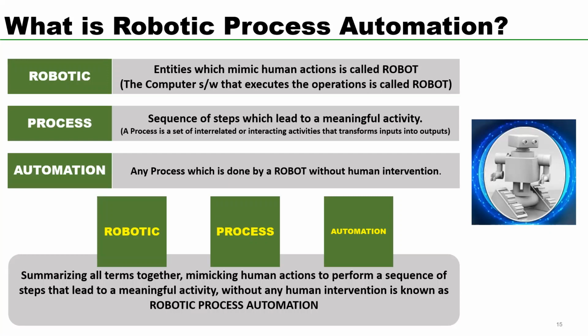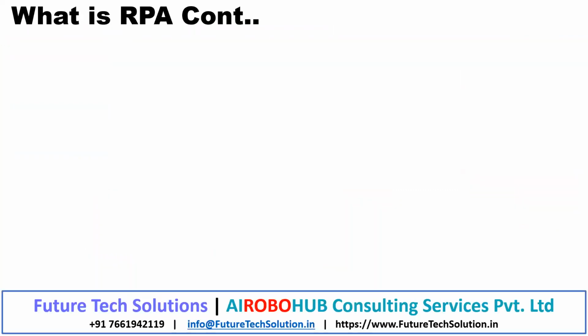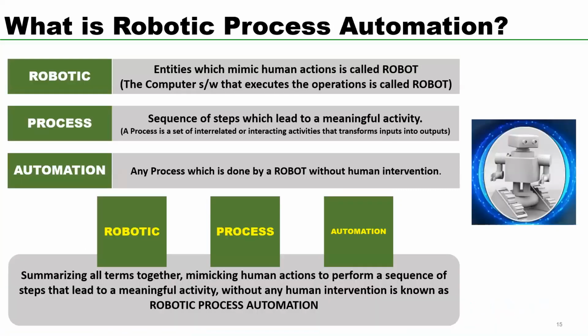Any process which is done by a robot without human intervention. If we sum up all these things, mimicking human action to perform a sequence of steps which leads to a meaningful activity without any human intervention is called robotic process automation. What exactly does it mean?